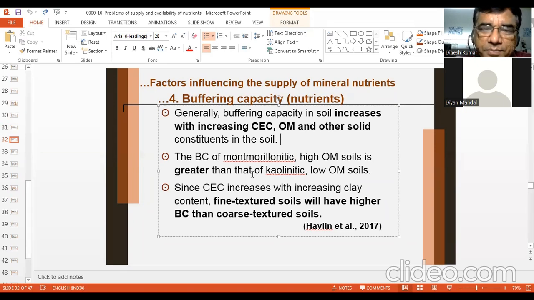removed by the plant. Since cation exchange capacity increases with increasing clay content, fine textured soils will have higher buffering capacity than coarse textured soils, because their cation exchange capacity is low in coarse textured soils. Therefore, their buffering capacity will be low.